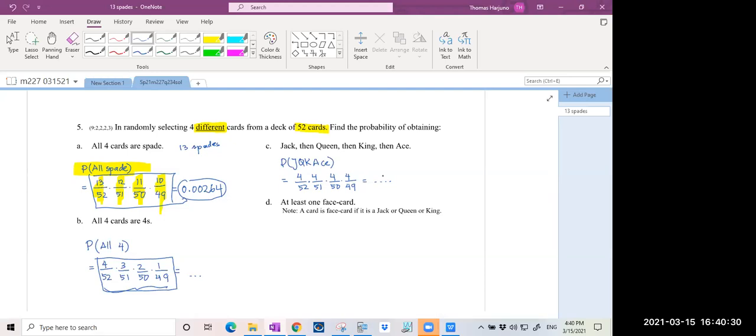Okay, then the last one, what is the probability that at least one face card? A face card is either Jack, Queen, or King. At least one face card is an event, the complementary event of no face card.